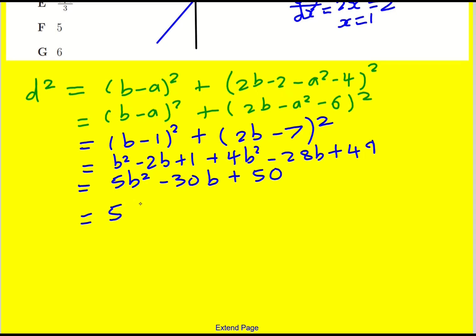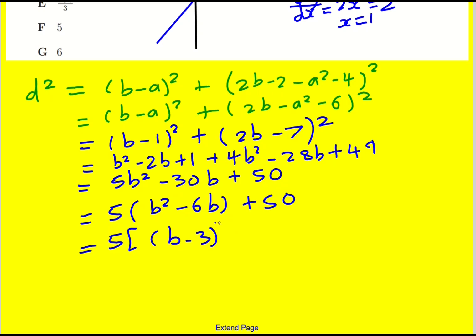Factorize the 5 out. b squared minus 6b plus 50. Okay, complete the square. You could differentiate with respect to b, but nah, let's complete the square. b minus 3 squared minus 9 plus 50.